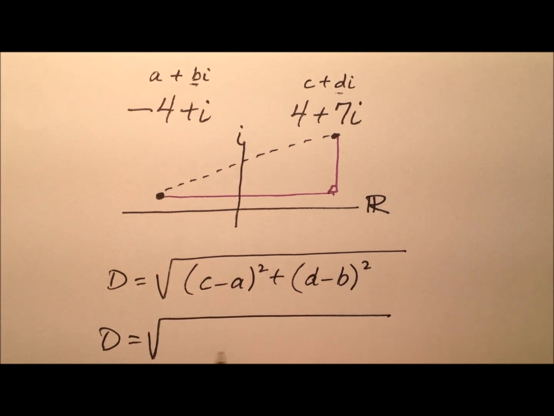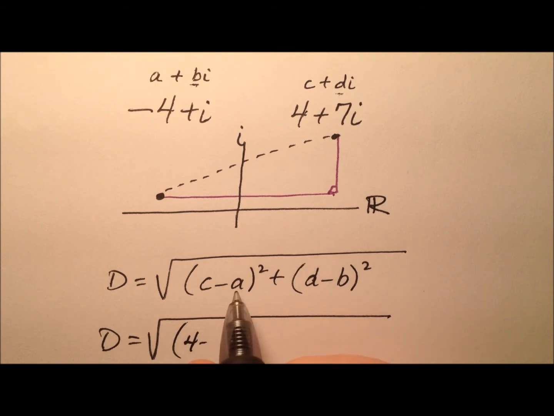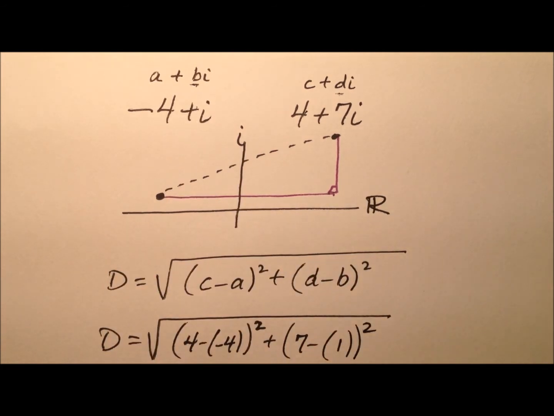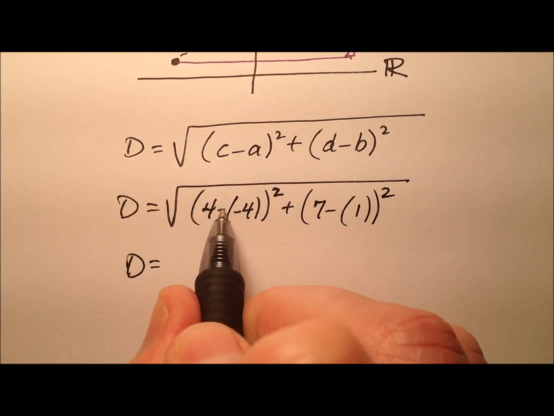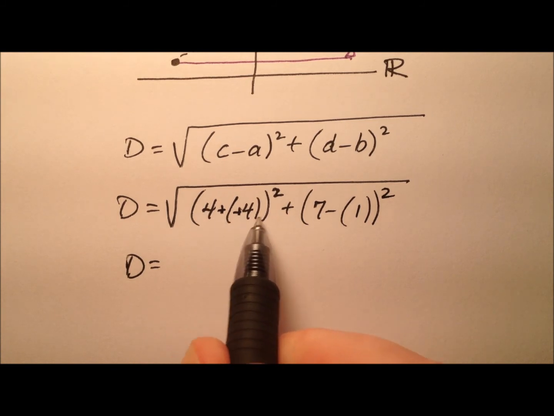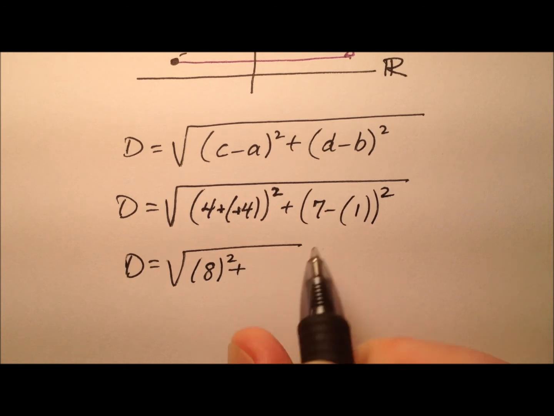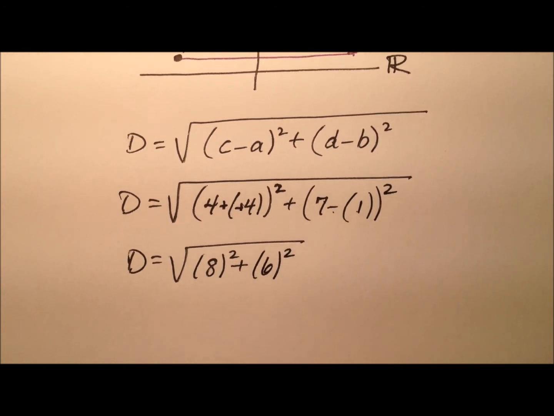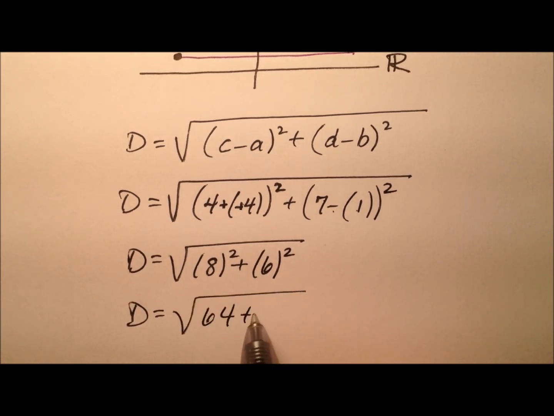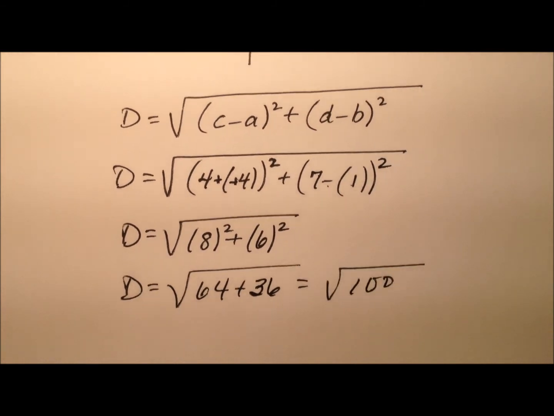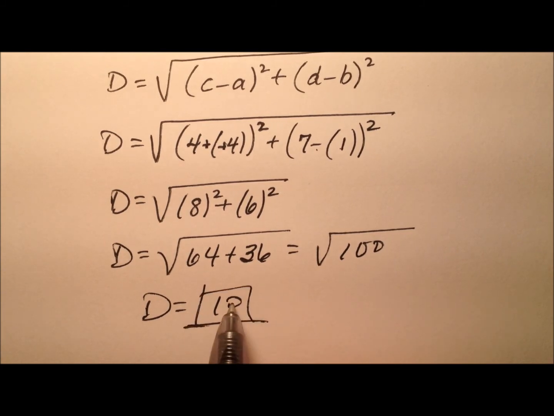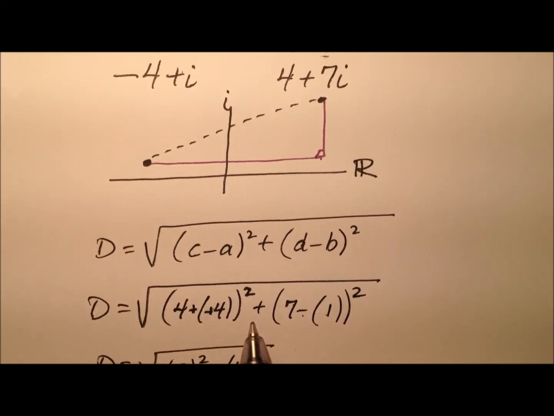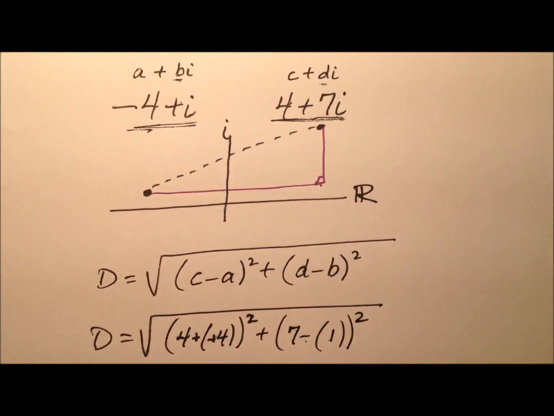So the distance is the square root of, so c is going to be 4, minus a, which is -4, and that's squared. So d is 7 minus b, which is 1, and that's squared. Okay, so now it's just working some numbers. So minus a negative, we'll go swoosh swoosh and make that plus. So 4 plus 4 is 8. So I'll go ahead and show my work, 8 squared. And then 7 minus 1 is 6, so 6 squared. So 8 squared is 64, 6 squared is 36, which is the square root of 100, which actually is 10. So that came down to a pretty nice value. So what we're saying is that the distance between these two complex numbers, when I plot them in the complex plane, is going to be 10 units.